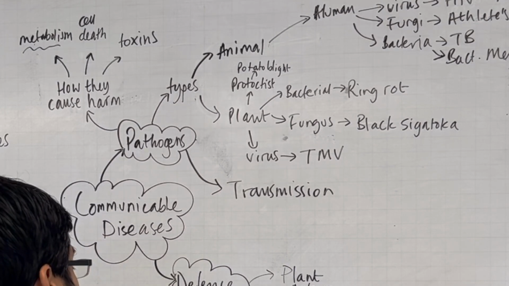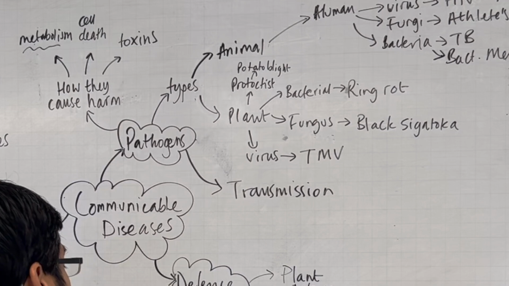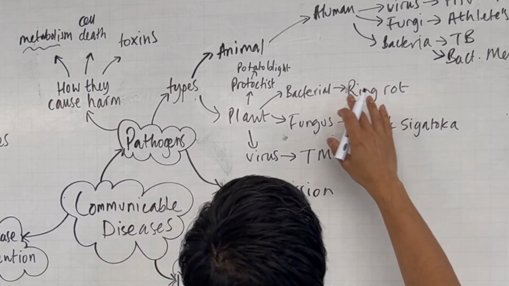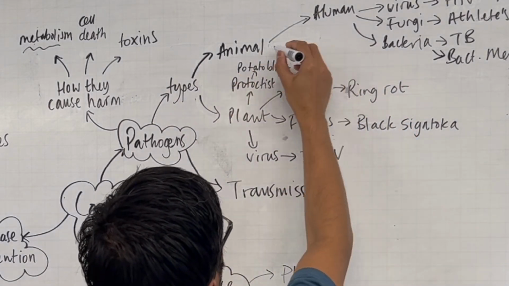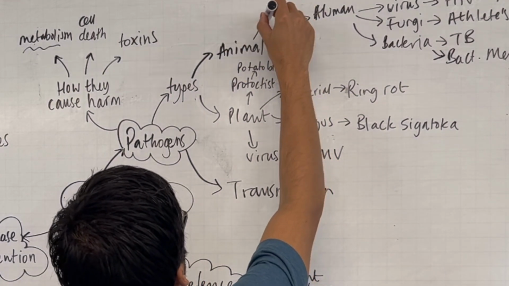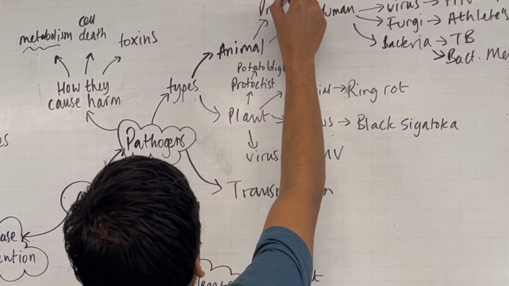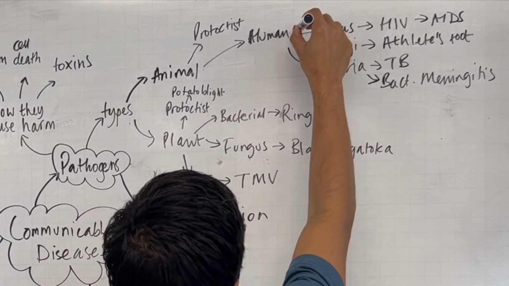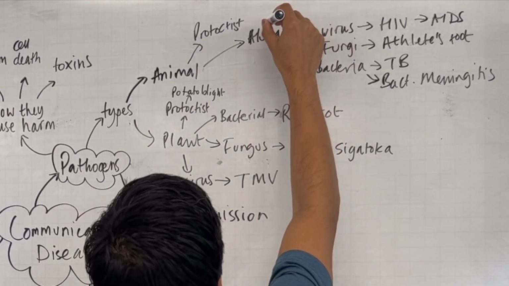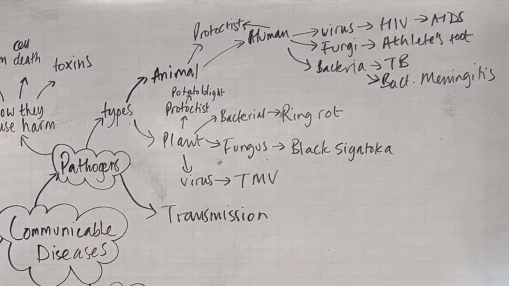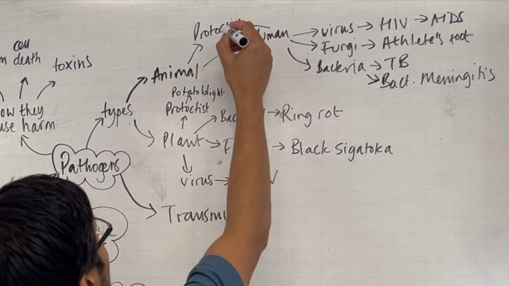Right, and I think we don't have protoctist. We do though, don't we? Yeah, okay. And then general animal ones. So in terms of the general animal ones, I'm going to put the protoctist here. So actually, let's do that. Right, protoctist. So the protoctist example is malaria.